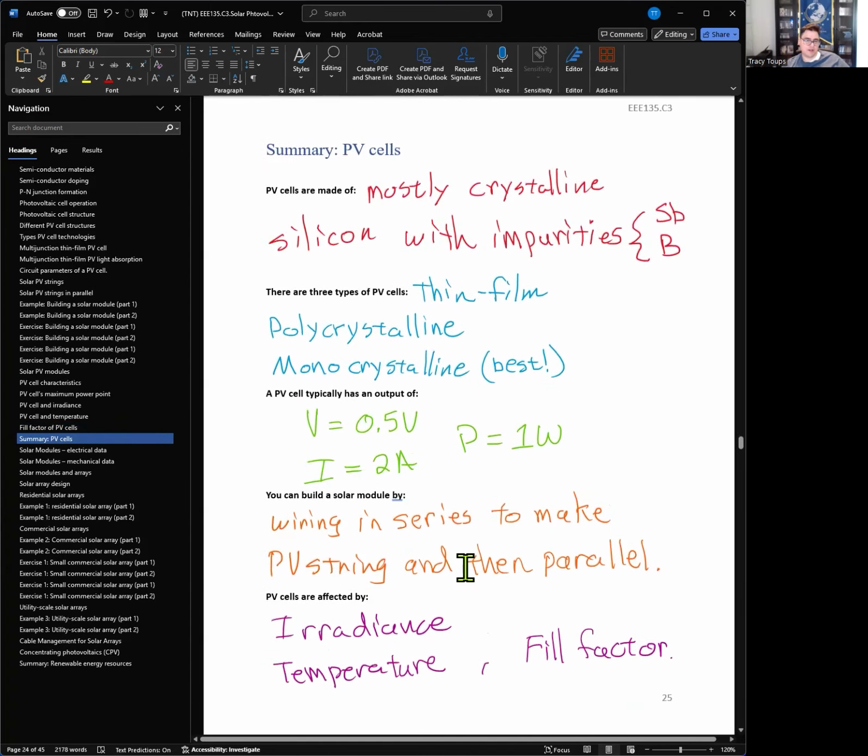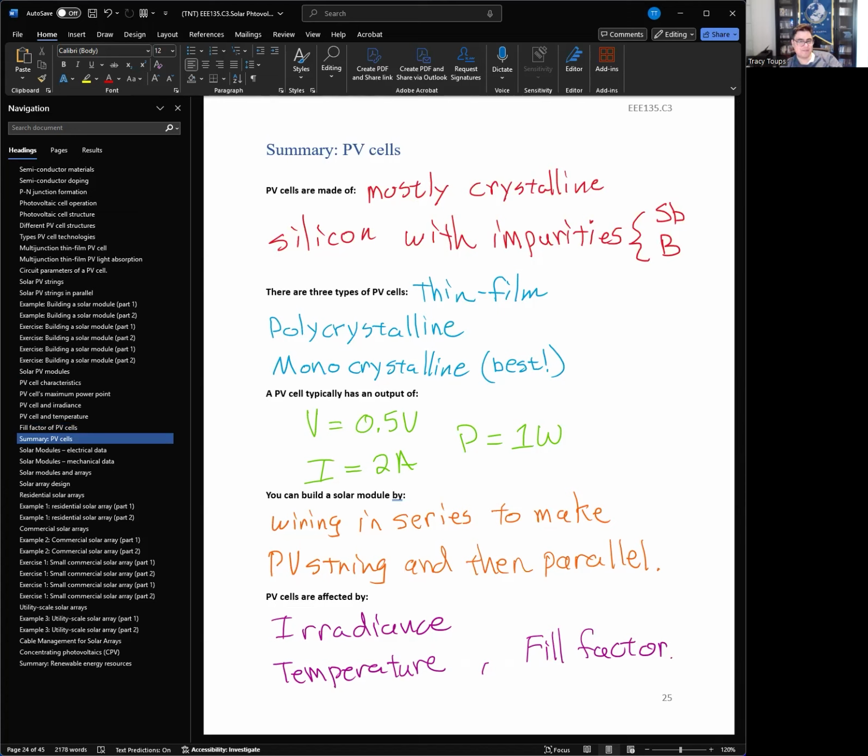So in general, we talked about PV cells today. PV cells are mostly made out of crystalline silicon with impurities, antimony (Sb) and boron (B). You sprinkle those in, you bake it, and now you have a semiconductor material. There are three types of PV cells we can use: thin film, polycrystalline, and monocrystalline. Monocrystalline is typically the best one. This is what most people buy because they want bang for their buck and longevity.